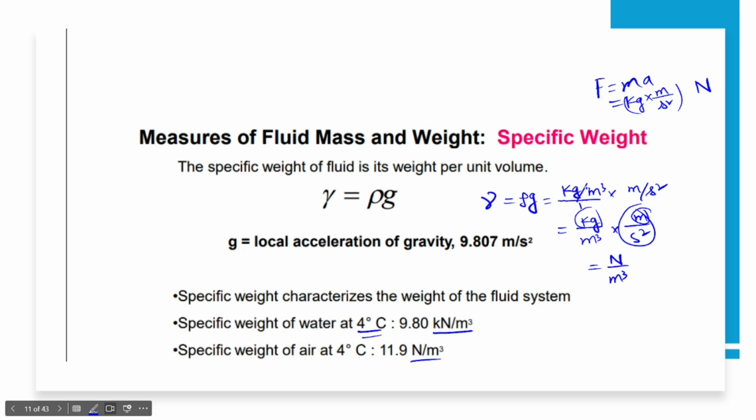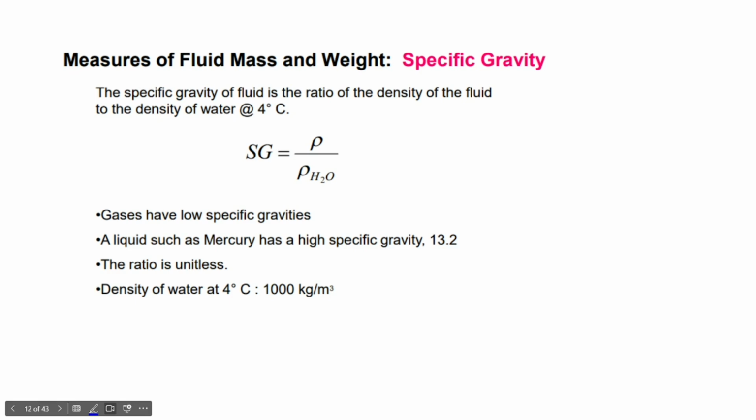Okay, so we have already talked about specific weight and its unit. You can figure out the units very easily. So now I want to talk about specific gravity. What is specific gravity? Specific gravity is the ratio of the density of the fluid to the density of the water at 4 degrees Celsius. Simply, you need to divide it by 1000 if it is talking about liquid specific gravity.